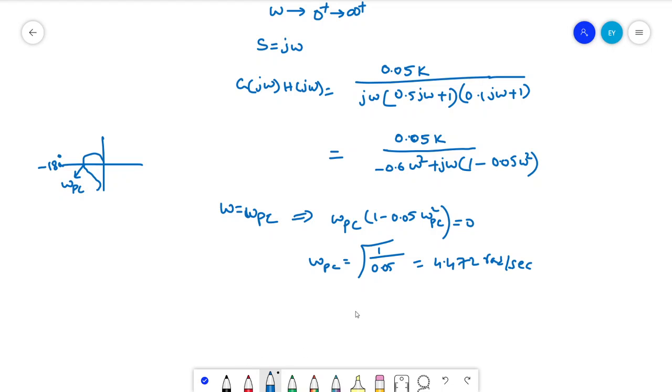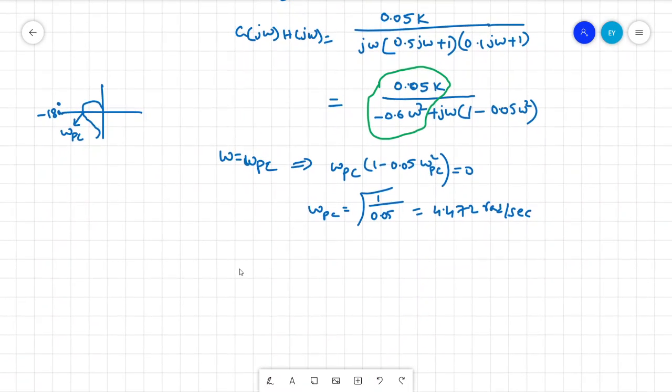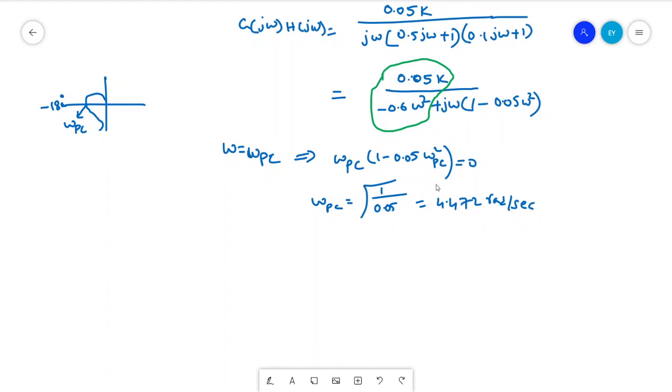Okay, this will be the phase crossover frequency. Now what we need to do is substitute this phase crossover frequency in the real part. What is the real part here? In this expression, the real part is this one. Just substitute omega pc, I mean this omega value equal to 4.472 in this expression.